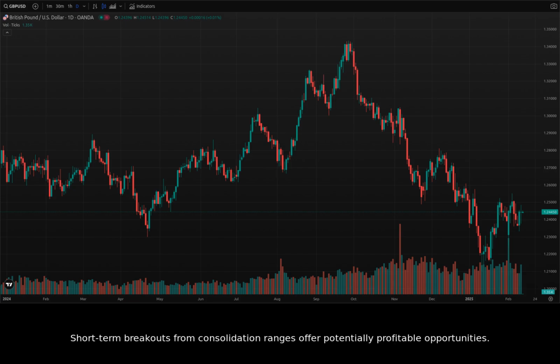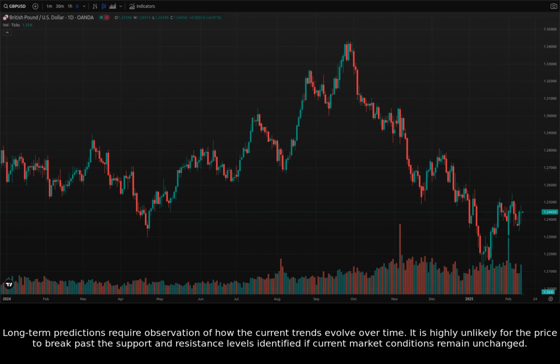Short-term breakouts from consolidation ranges offer potentially profitable opportunities. There are short-term bullish scenarios around 1.26 with short-term bearish scenarios below 1.25. Long-term predictions require observation of how the current trends evolve over time.